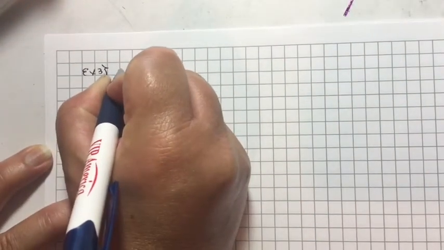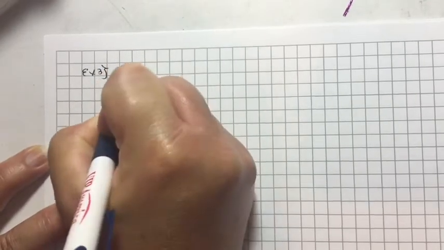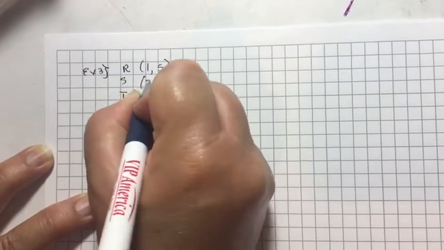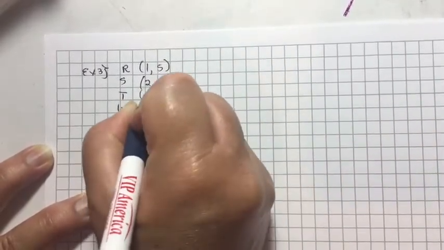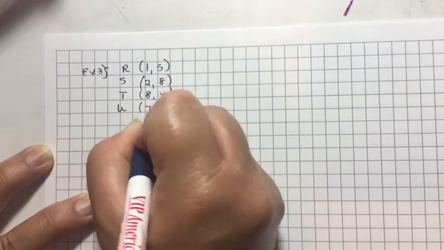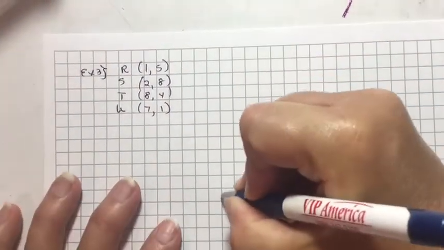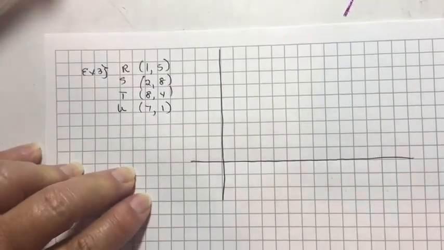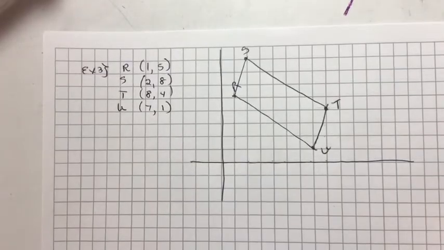All right, so for example 3, let's graph a quadrilateral RSTU with the following points. R is 1, 5, S is 2, 8, T is 8, 4, and U is 7, 1. And go ahead and pause the video while you graph those points. All right, now that I've graphed them, I make my best guess. It sure looks like it is a parallelogram to me. Maybe it's a rectangle. It's hard to tell if those are 90-degree angles in the corners.